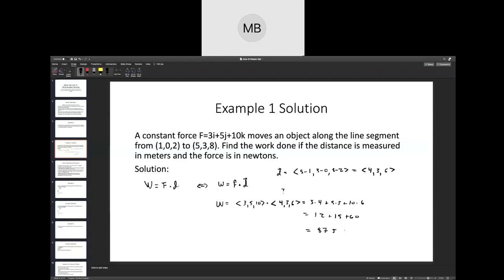Joules. So we usually write joules because that's the standard measurement for work when the force is given in newtons and the distance d is measured in meters. So that's an example of how you would apply, let's say, the dot product and component form of a vector in this context. So you have 87 joules.